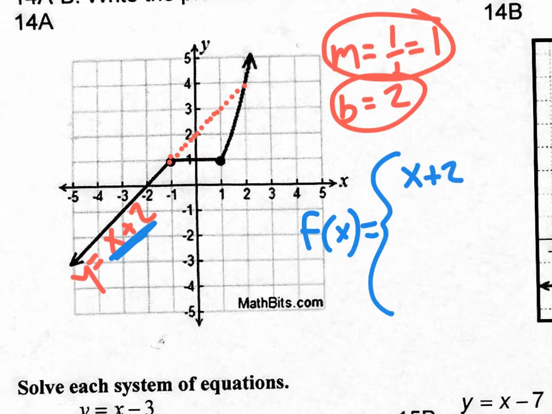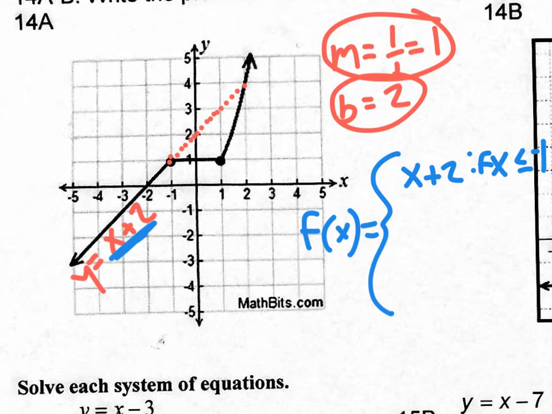Now we need to give it a restriction. Now the restriction is this line does not exist at negative 0.5 or at 0 on x. It doesn't exist on any of the positive x values. It starts right here at x equals negative 1, and it's less than negative 1. Does that make sense? So my restriction on that first piece is x has to be less than or equal to negative 1. Does that make sense? And you should have an if right here. So x plus 2 if x is less than or equal to negative 1. That's a restriction.